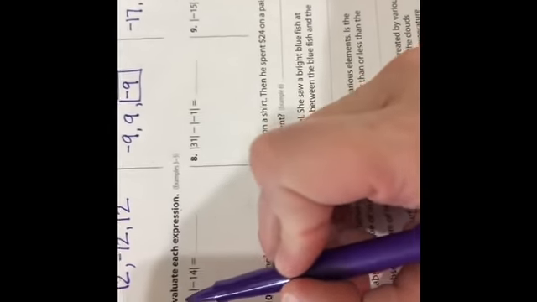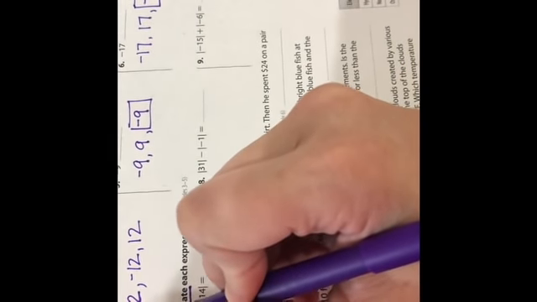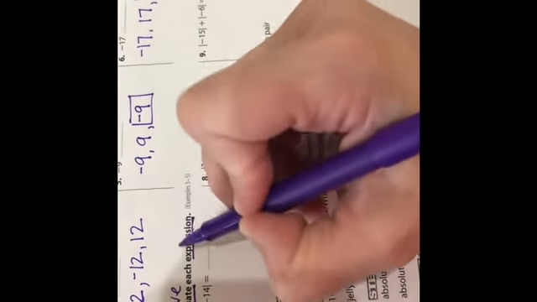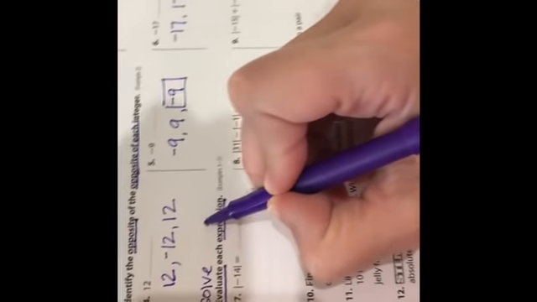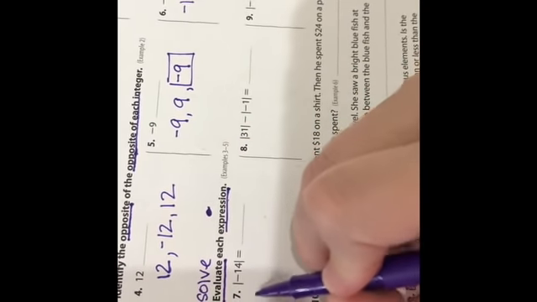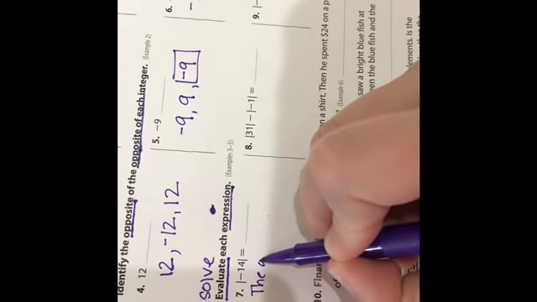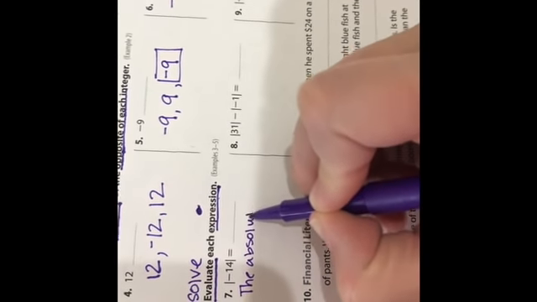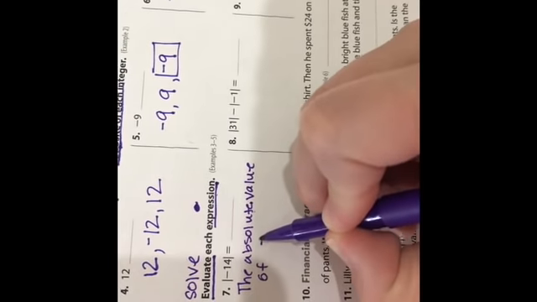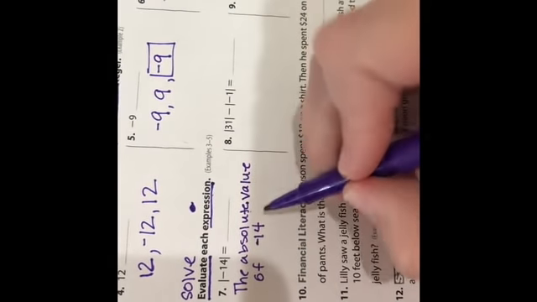Okay? Now, this is fancy. We haven't heard these terms before. This is evaluate, which just means solve, right? Expression is just anything that doesn't have an equal sign, okay? So when I look at this, I say this as the absolute value of -14, right?